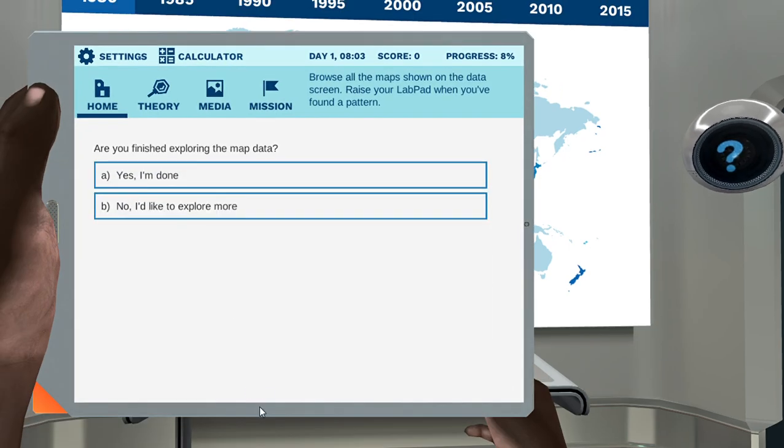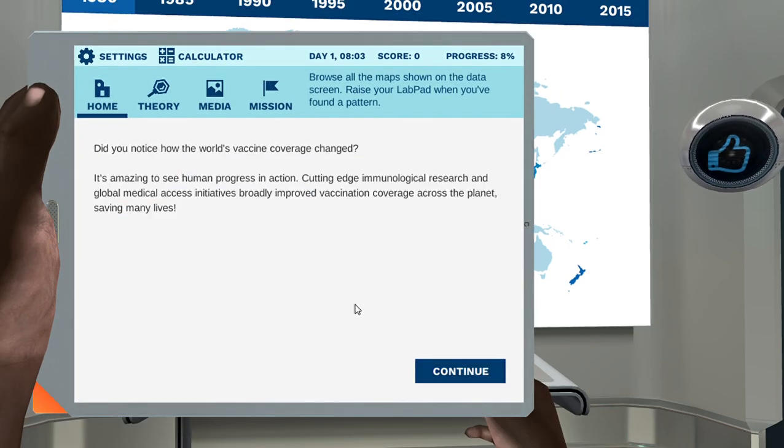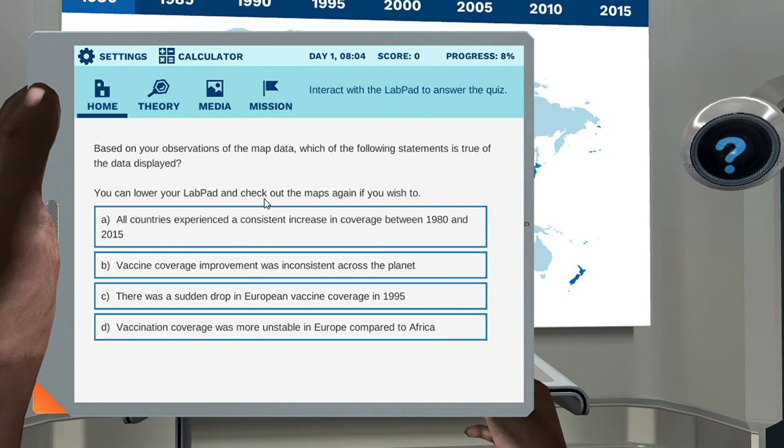Are you finished exploring the map data? Did you notice how the world's vaccine coverage changed? It's amazing to see human progress in action. Cutting-edge immunological research and global medical access initiatives broadly improved vaccination coverage across the planet, saving many lives. Based on your observations of the map data, which of the following statements is true of the data displayed? You can lower your lab pad and check out the maps again if you wish to.